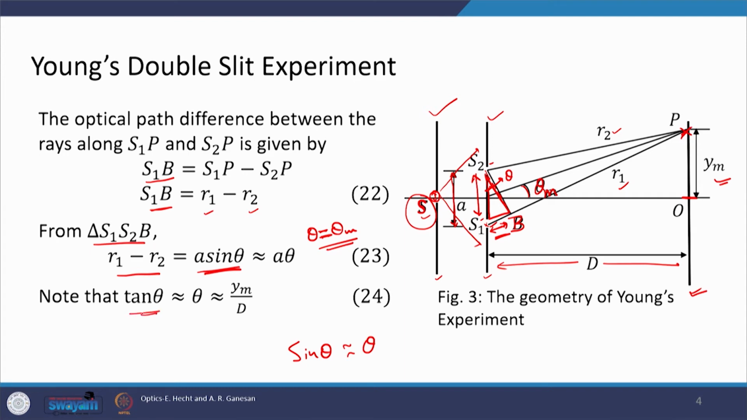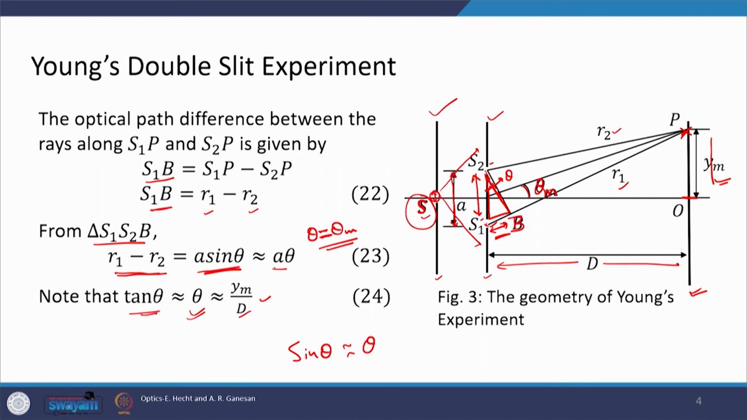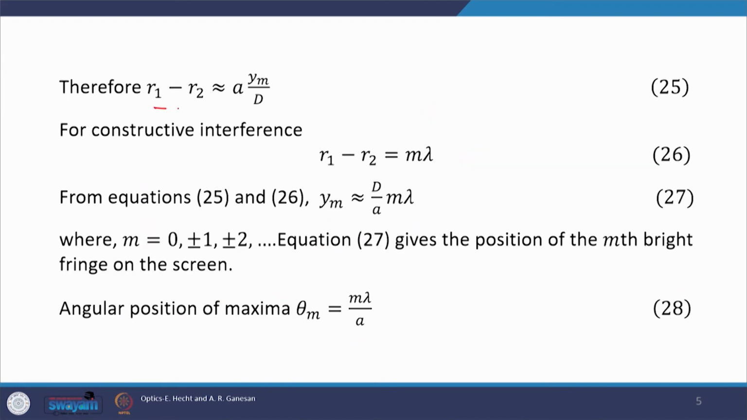Now, let us calculate tan theta. Tan theta would be equal to y m by D, and tan theta is again approximately theta, because theta is very small, since the screen is placed at a very large distance from the source plane. Theta represents the angular position of the mth fringe, which is at a distance y m from point O, and capital D is the separation between the source plane and the observation plane. Therefore, once R1 minus R2 is given as a theta and theta is y m by D, we can substitute the expression of theta, which gives R1 minus R2 almost equal to a y m by D.